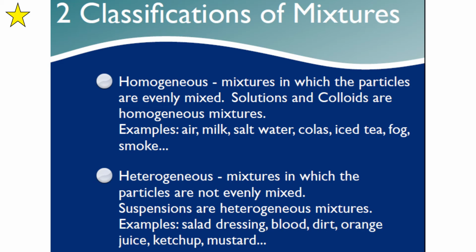Heterogeneous mixtures are suspensions or completely mixed up. Like salad dressing, you have to shake it, and it's a heterogeneous mixture because it's not the same throughout. With dirt, you go to one spot and you might get a different composition than another spot. Orange juice is a suspension, especially if it has pulp. You have to shake it up. And all the other ones that are basically not even throughout would be heterogeneous mixtures.